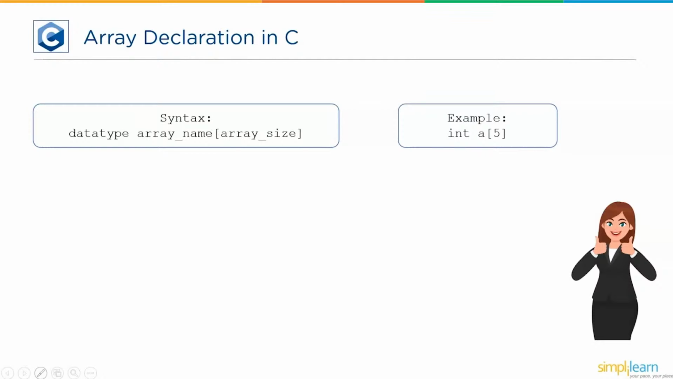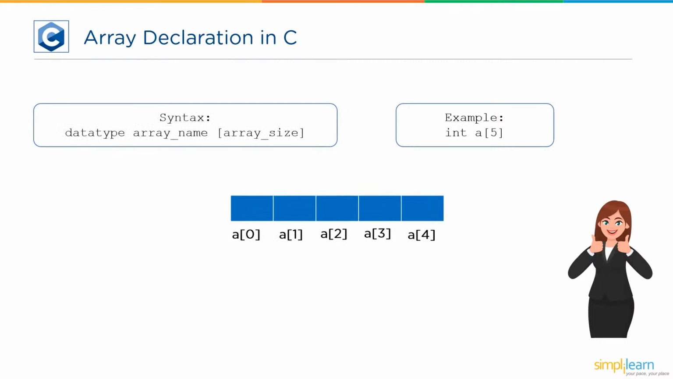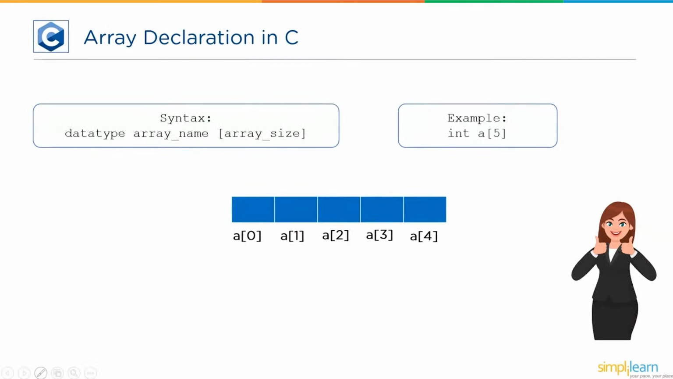In this example, the data type is int, the array name is ye, and the size of the array is 5. Once the array is declared, the memory is allocated as per the mentioned array size. In arrays, the index starts with 0 to n minus 1. So, to store 5 elements, the index starts from 0, then 1, 2, 3 and 4. Always the index will be 1 less than the mentioned array size.